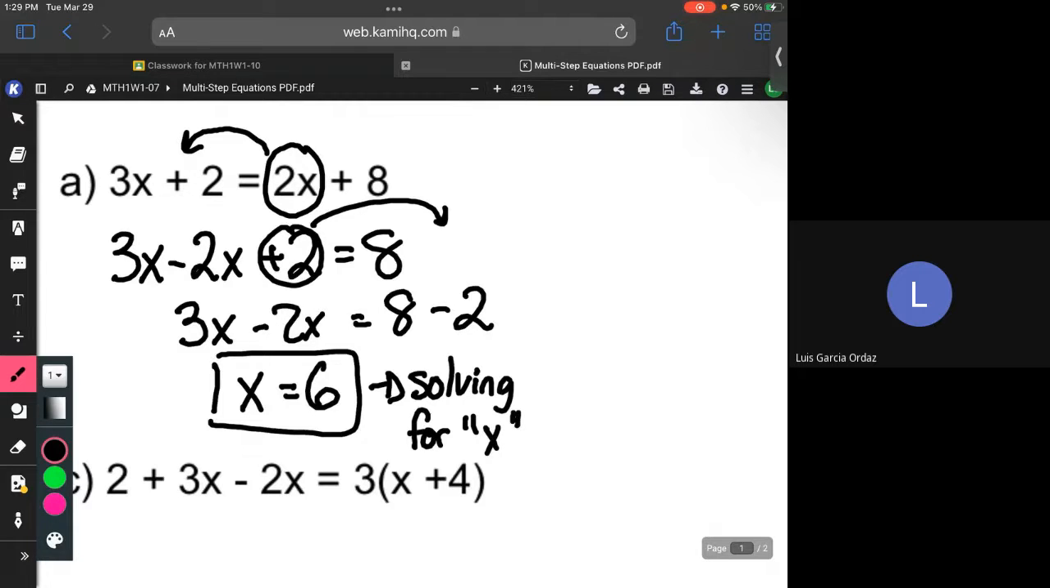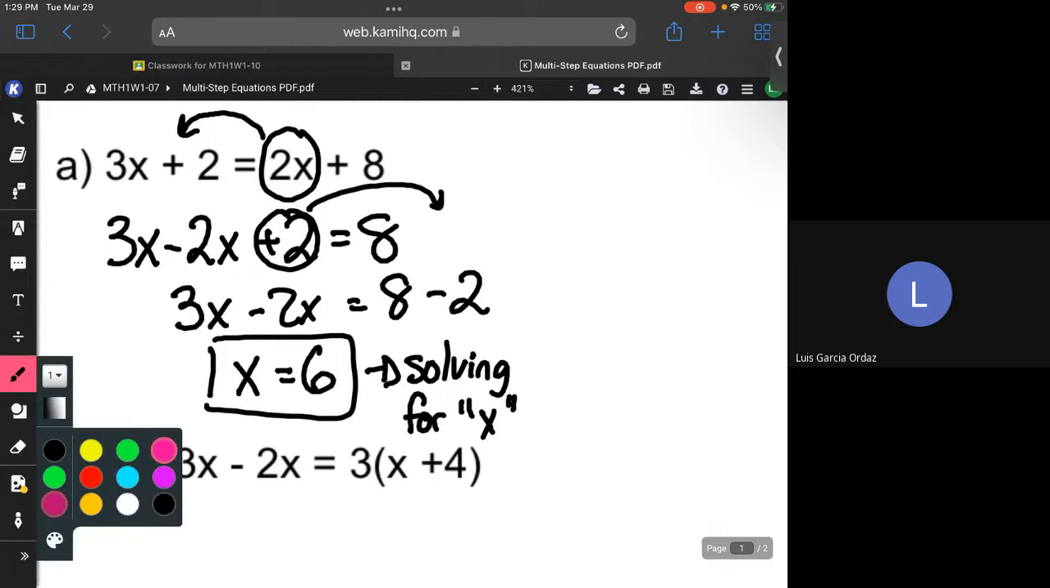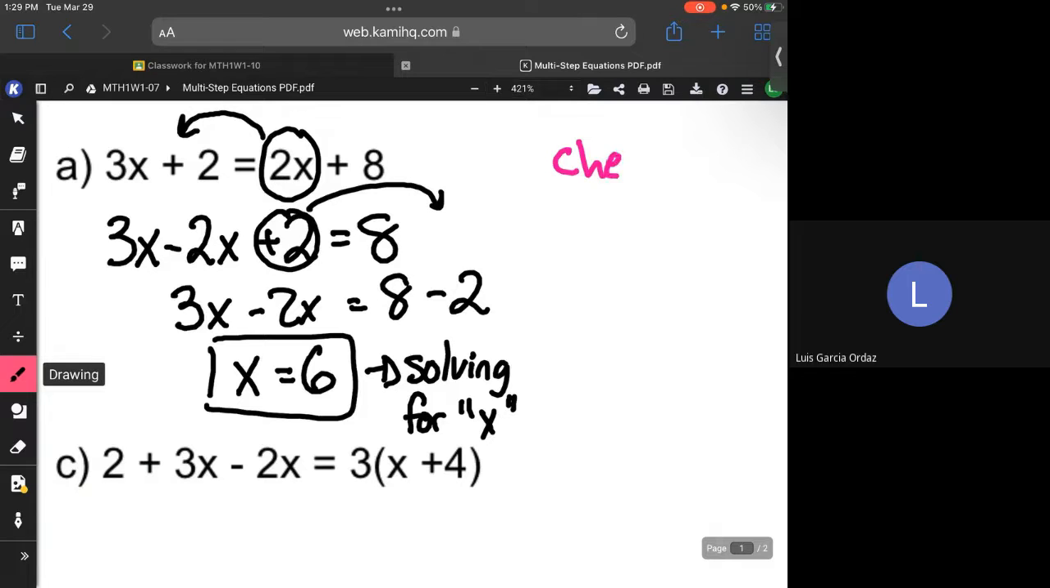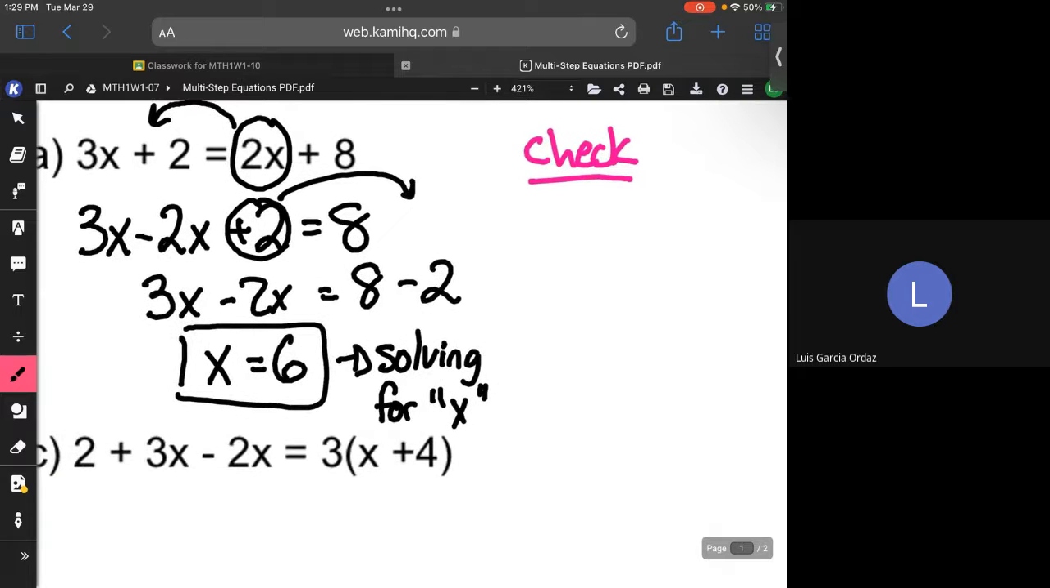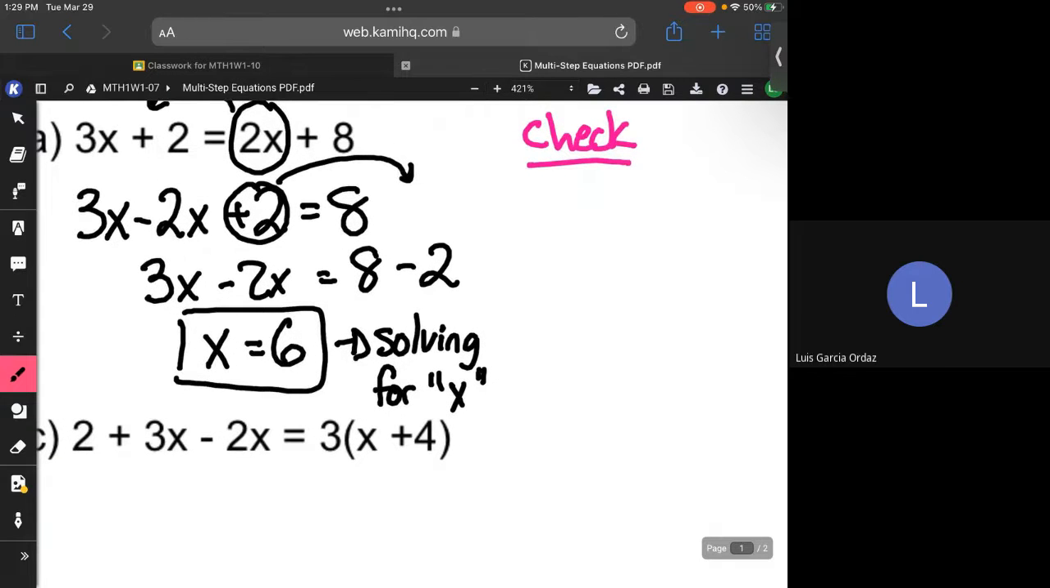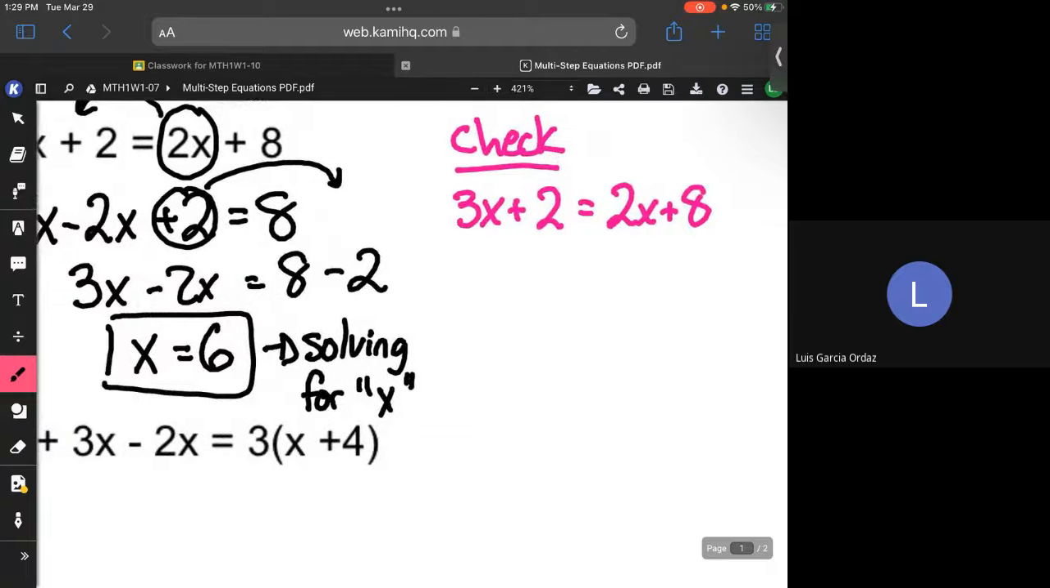So now what I can ask you to do on your assessment or test is I can ask you to check. Who remembers what it means when I ask you to check? What do we do with our solution? Maya. You read the equation and you just put the number for x. Yeah. So since we have x is equal to 6 here, wherever we see x in our original equation, we're going to plug in the number 6. So we have 3x plus 2 is equal to 2x plus 8. So like Maya said, wherever we see x, we're going to plug in the number 6. So I get 3 times 6.